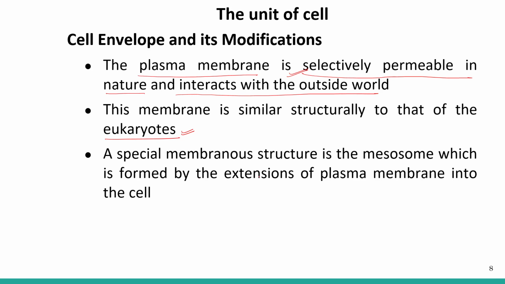A special membranous structure is the mesosome, which is formed by the extension of the plasma membrane into the cell. Now, there is some difference at some places of the plasma membrane. What happened? The plasma membrane invaginates and forms a structure called the mesosome. Such a structure is not present in eukaryotes. It is present only in prokaryotes, for example the bacterial cell.